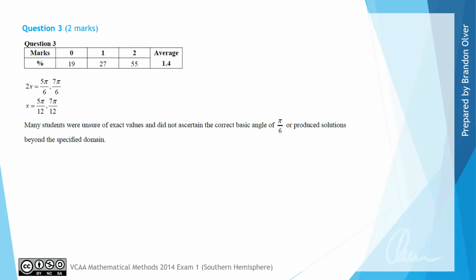From the examiner's report, we can see that 55% of students got full marks for this question. And the examiner's report goes on to say that many students were unsure of exact values and were not able to ascertain the correct basic angle of pi on 6, or they produced solutions that were beyond the specified domain. So to find the correct basic angle, it can help to use a unit circle, and to determine if you've found all the solutions in the specified domain, a quick sketch of a graph can help, if you have time for it.